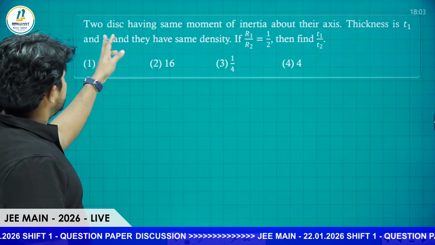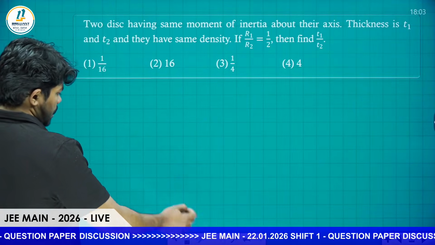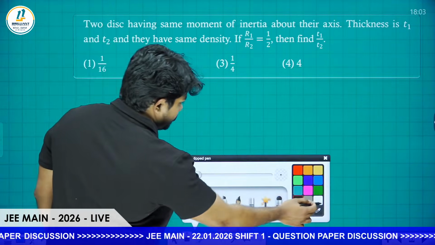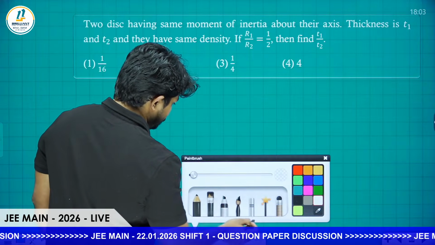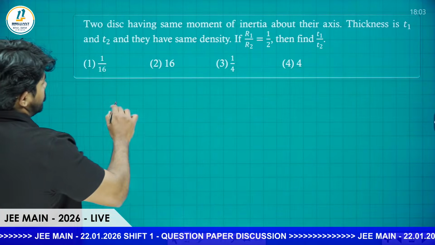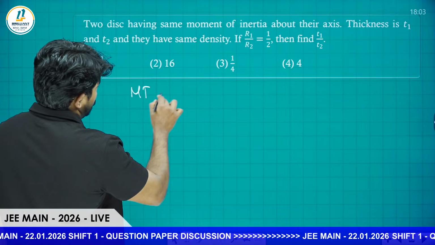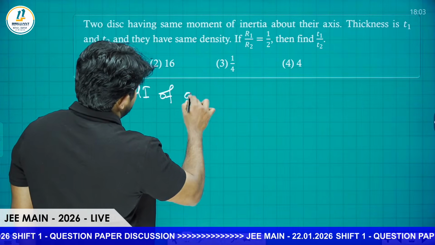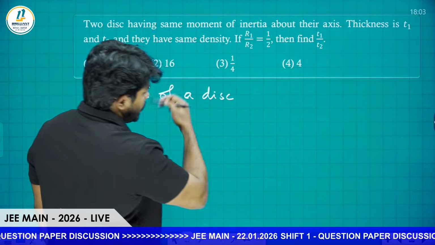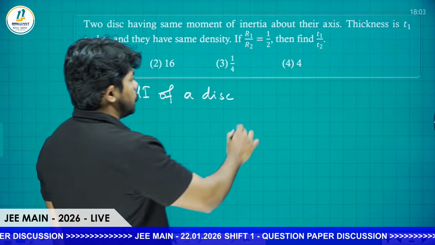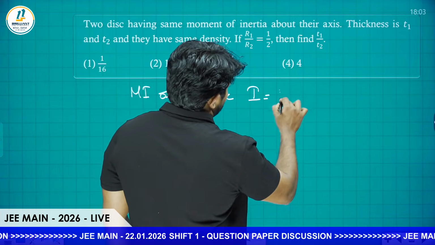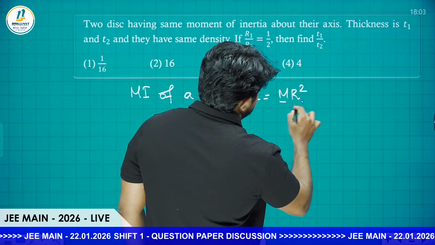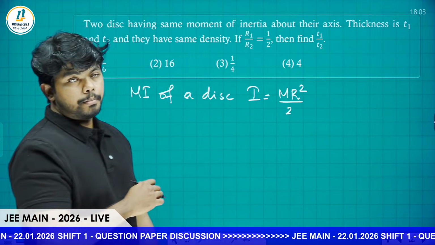So what is given here? Two discs are given, right? The moment of inertia is given as equal. So how can we do this? We know that the moment of inertia of a disk about its principal axis is I equal to MR square by 2. Okay, MR square by 2.